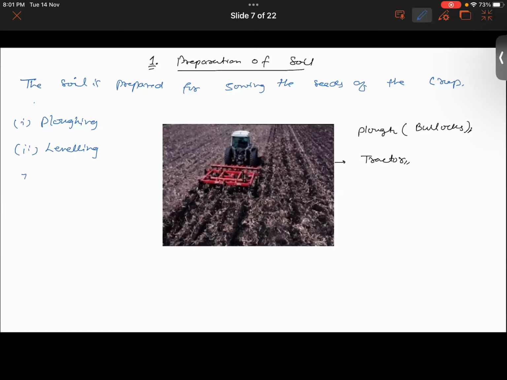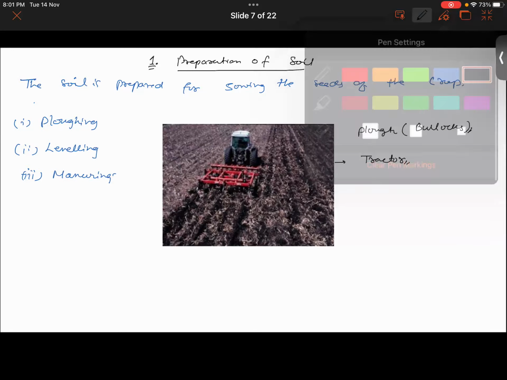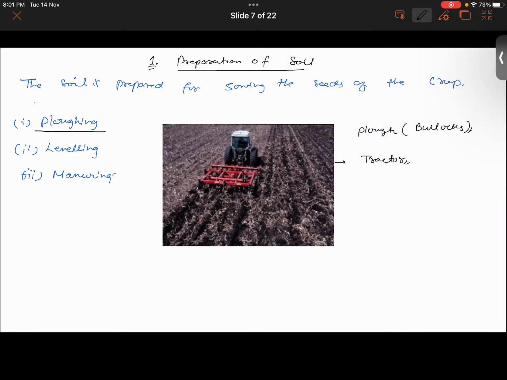Okay. Third thing we can do here, we can add manure here as well. Hum yahan par bhi manuring kar sakte hain. Yes, sir. In fact, that will be a better thing to do. Okay. Now, let's talk about the first step here. Ploughing.